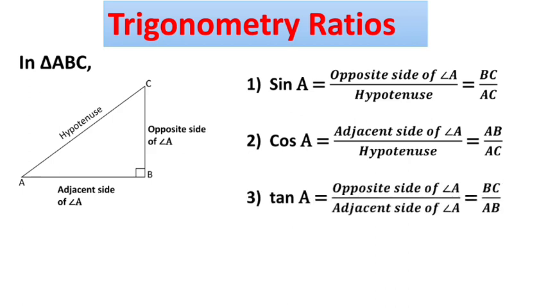Now tan A. The formula for tan A is the opposite side of angle A upon the adjacent side of angle A. So the opposite side is which? BC, and the adjacent side is AB. So in this way we are going to use the trigonometric ratios.